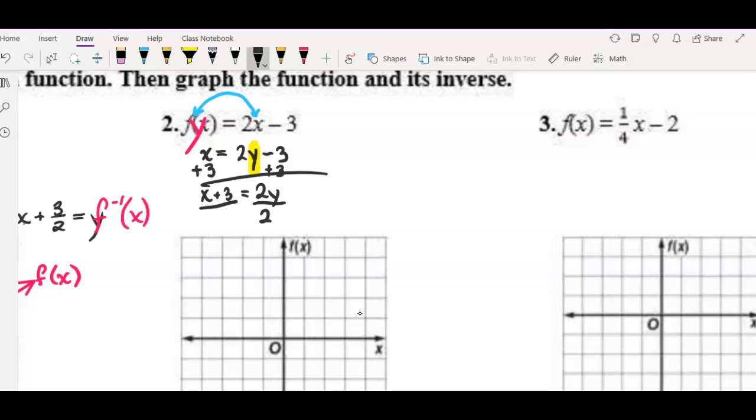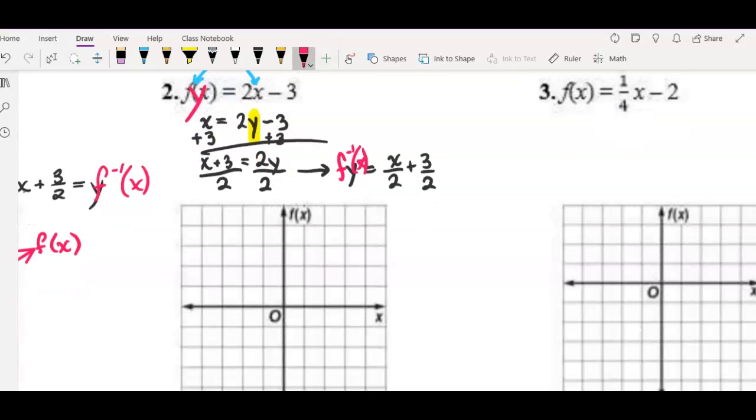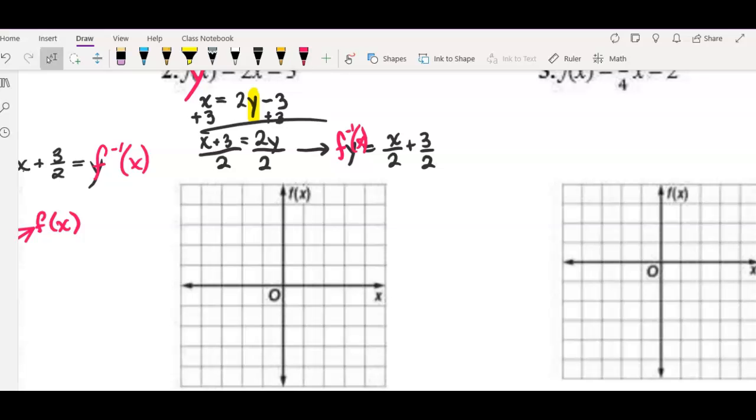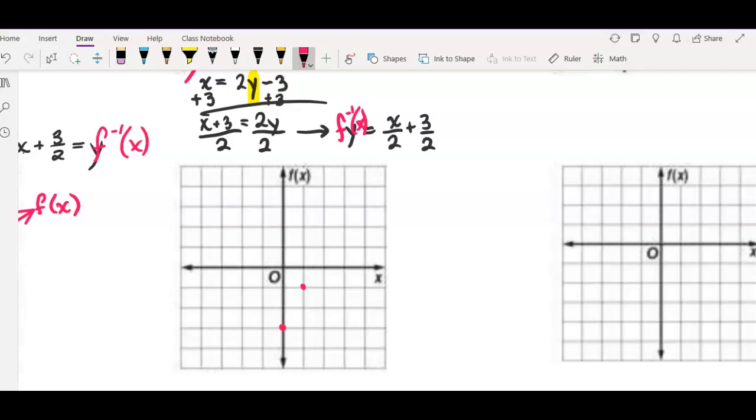And dividing by 2, which means y equals x over 2 plus 3 halves. Again, I would change this to f inverse of x for my final line. So if I want to graph these, the first one says begin at negative 3. And my slope is 2, so I'm looking to put a line on my graph right through these points.